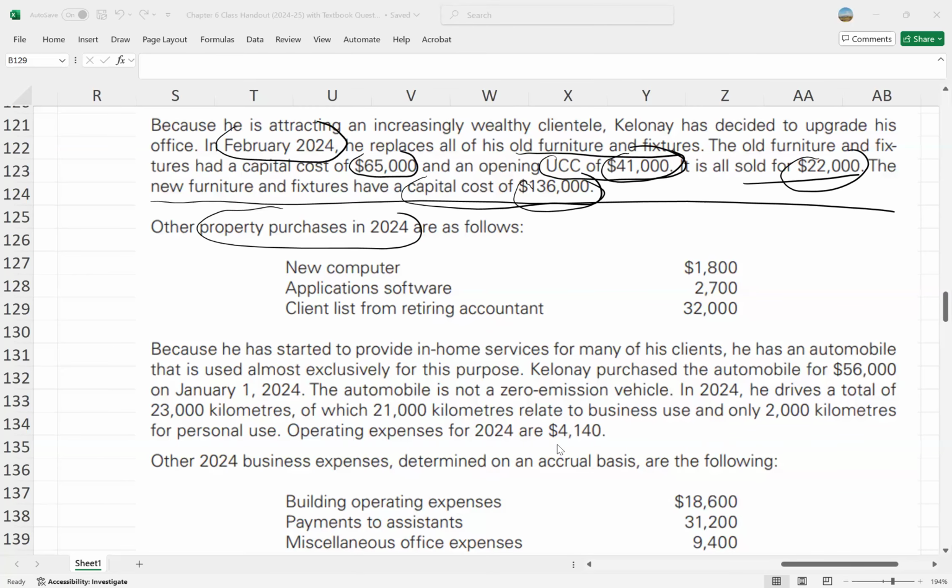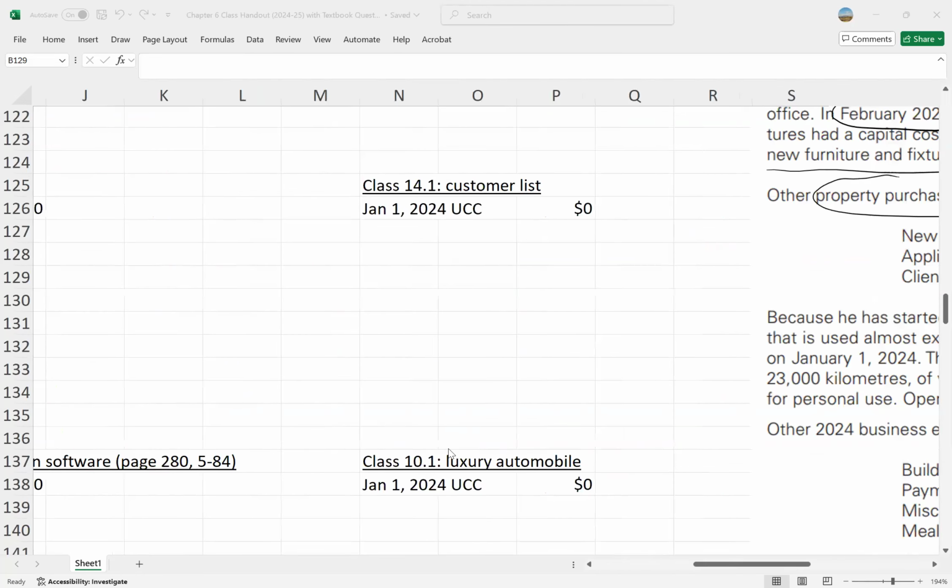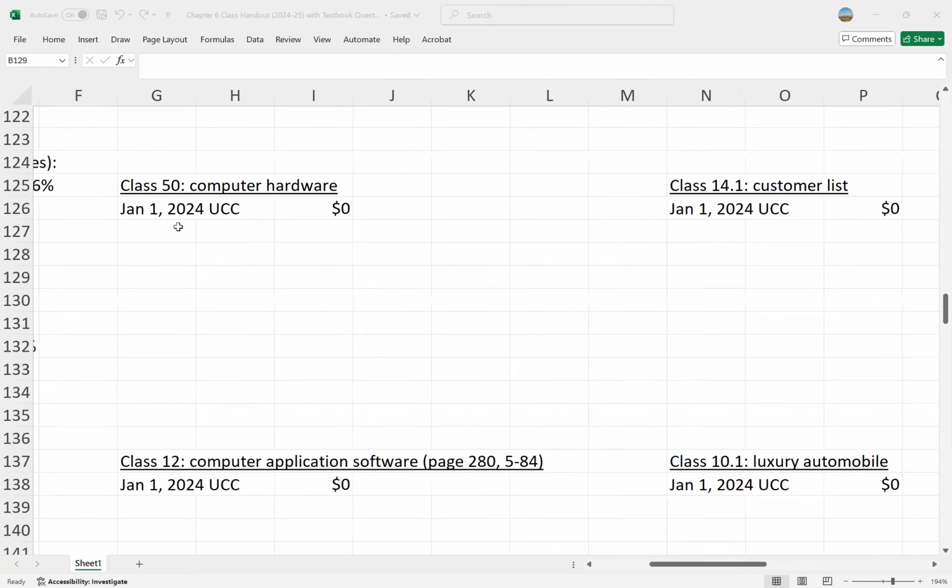Let's go back to our Excel document. Have a look at those amounts. The computer, 1,800, class 50. Application software, 2,700, class 12. Client list, 32,000, class 14.1. So the computer, we're going to add that, the 1,800. And the CCA rate for class 50 is 55%.